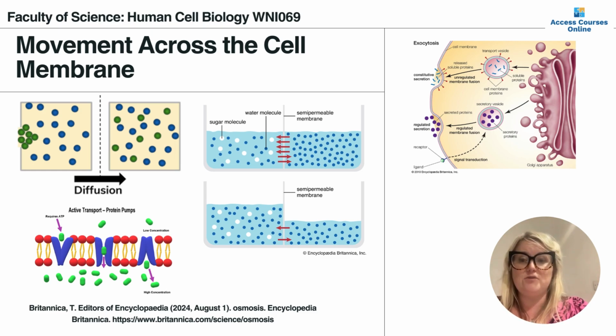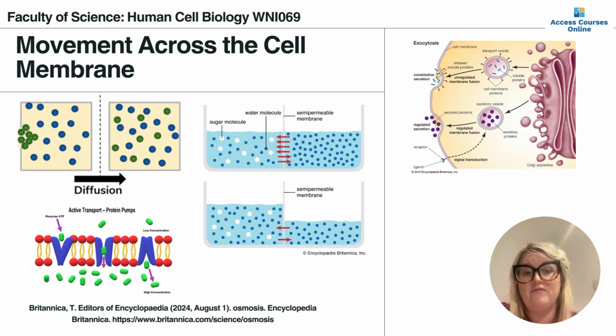We've then got the movement of molecules by active transport, and this actually works in the opposite direction. Unlike diffusion and osmosis, active transport requires energy, because it is moving against the concentration gradient, from an area of low concentration into an area of high concentration. And this process is crucial for maintaining concentrations of ions, such as sodium and potassium, in and out of the cell.